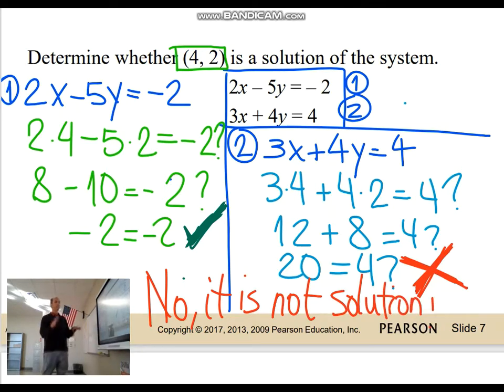Okay? It needs to be a solution for both equations. You have to plug into both equations, and it needs to produce a true statement for both equations.